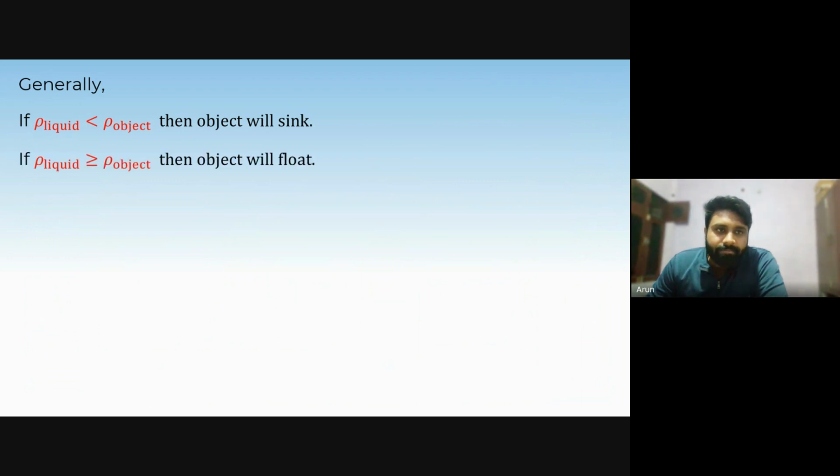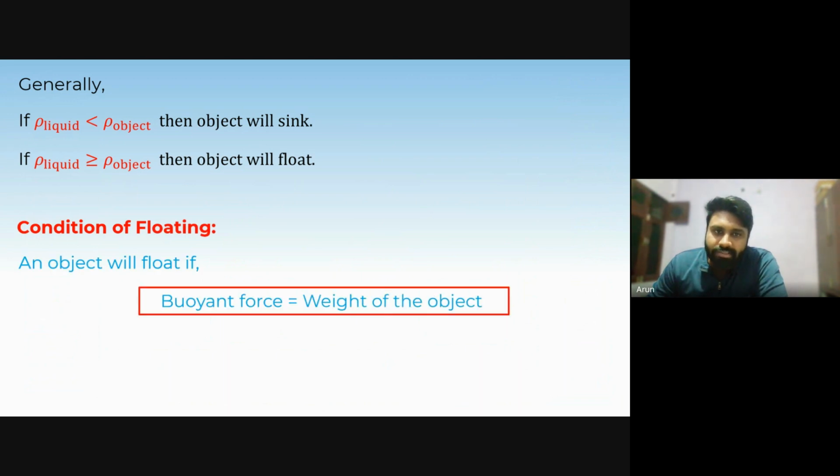Now, generally, if the density of the liquid is less than the density of the object, the object will sink. And if the density of the liquid is greater than or equal to the density of the object, then the object will float. The condition of floating is when the buoyant force is equal to the weight of the object.